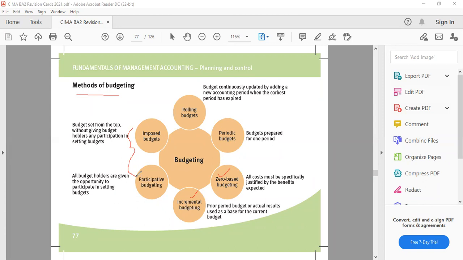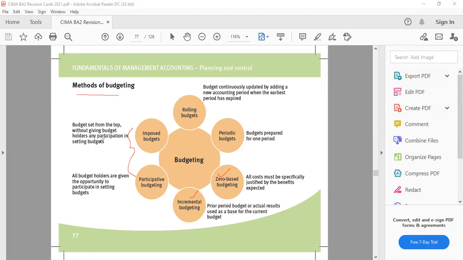Simple and easy to prepare budget. Okay, less effort. The disadvantage is that it is demotivating for the employees who are working there. They feel that it is just imposed on them. Their opinion was not counted at all. So that is demotivating for the employees who are implementing these budgets. It says that budgets are set from the top without giving budget holders any participation in setting budgets. So it's demotivating to them.